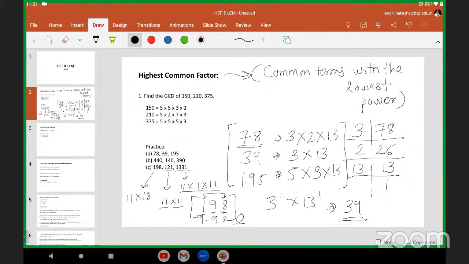Everybody understood this point? Please say yes or no, or at least put it in the chat. Yes. Okay. So now what does the highest common factor definition say? Common terms with the lowest power. So in all these three numbers, what is the common term? Anyone? You can just look at it and say which is the common number in all three factorizations. It is 11, right?